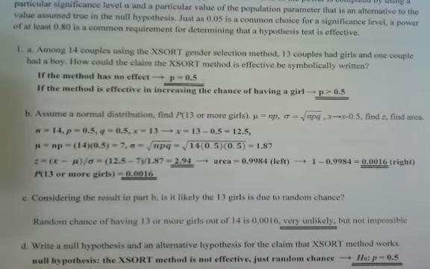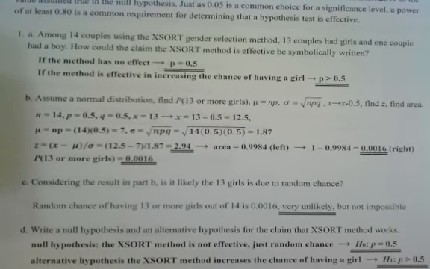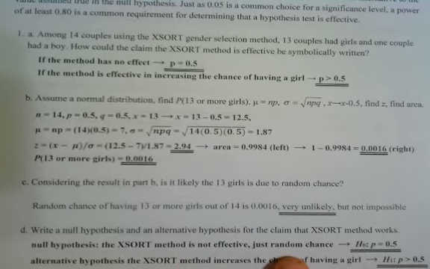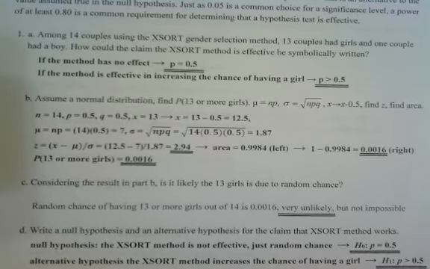All right, now write a null hypothesis and an alternative hypothesis for the claim that the XOR method works. So, first, the null hypothesis. Again, we label it H0. We're doing proportion here, the number of girls out of the total number of babies that were born. The null hypothesis: the XOR method is not effective, just random chance. Well, the chances of having a boy or girl are 50-50. So the null hypothesis matches reality.